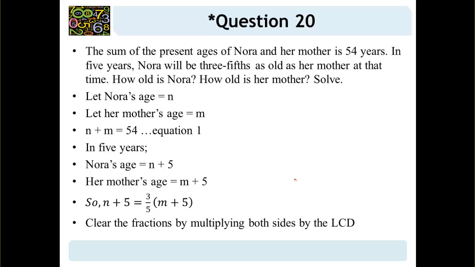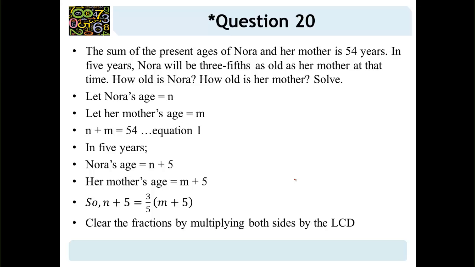Okay, question 20. In this case, they want us to solve it. The sum of the present ages of Nora and her mother is 54 years. In 5 years, Nora will be 3/5 as old as her mother at that time. How old is Nora? How old is her mother? Solve.